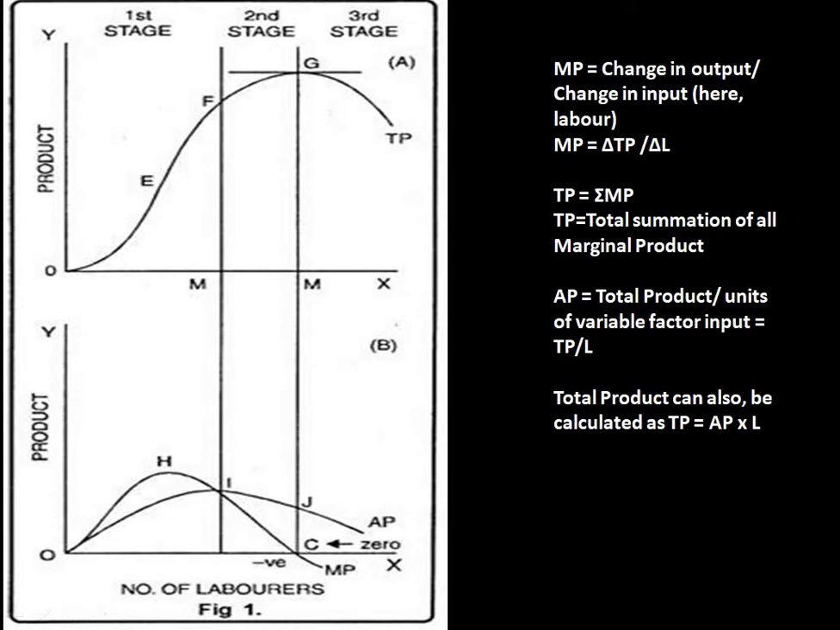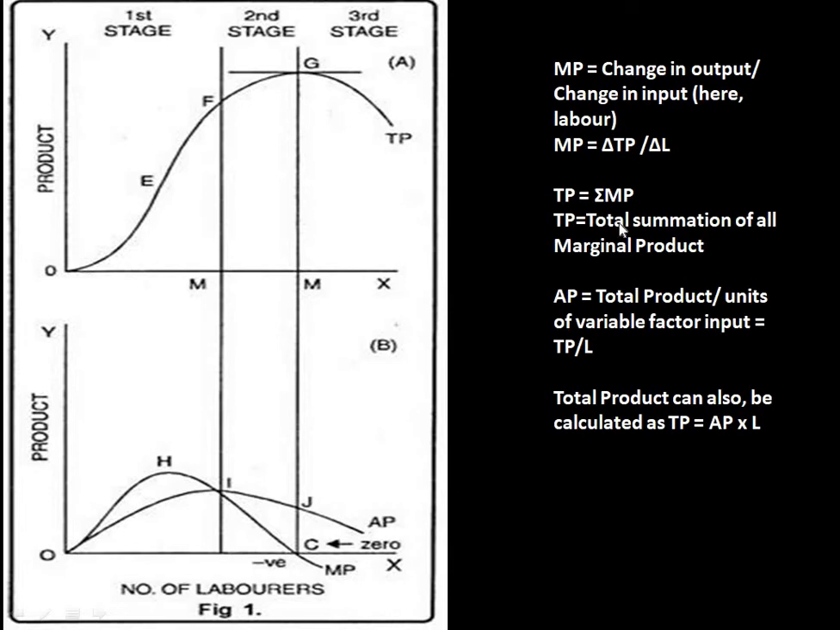What is marginal product? It is the change of output relative to the change of input. Here, change in TP divided by change in L will give you the marginal product. TP, what is TP? That is total product. That is the summation of all marginal products.